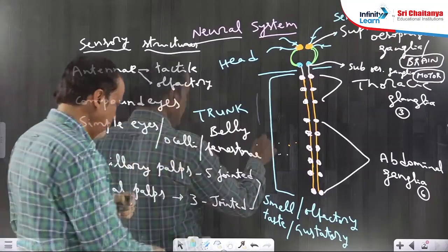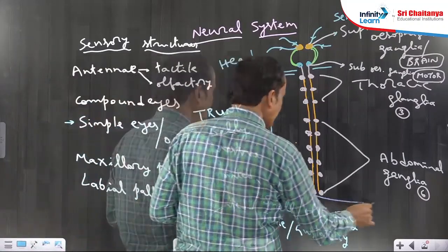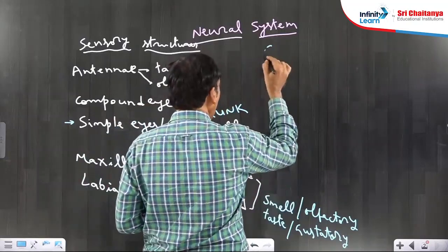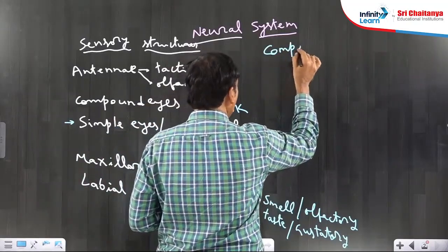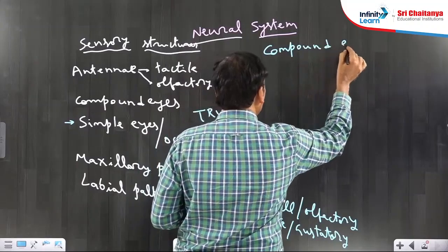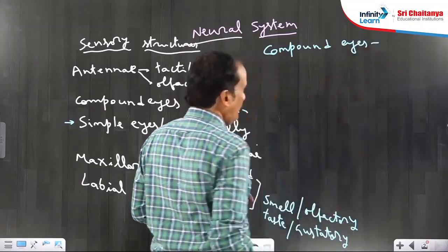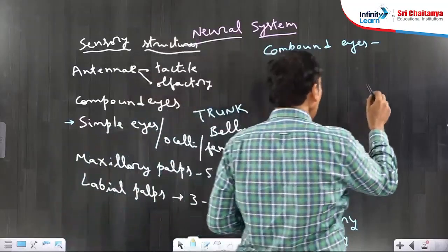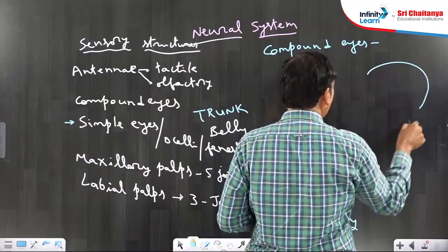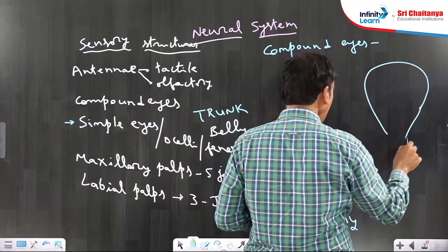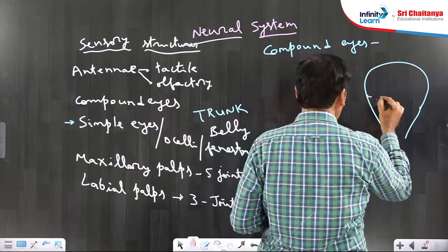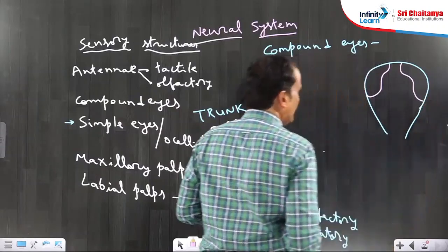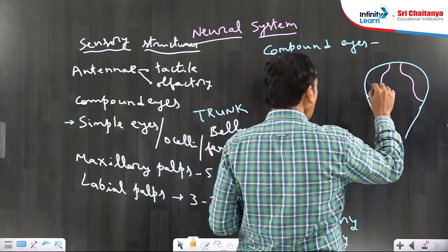Compound eyes, why are they called compound eyes? The eyes are present on the dorsolateral sides of the head. Compound eyes are located on the dorsal or the upper part and the lateral sides. For example, to give you an idea, the head is roughly triangular, and on the dorsal and lateral sides you will find a pair of kidney shaped compound eyes.